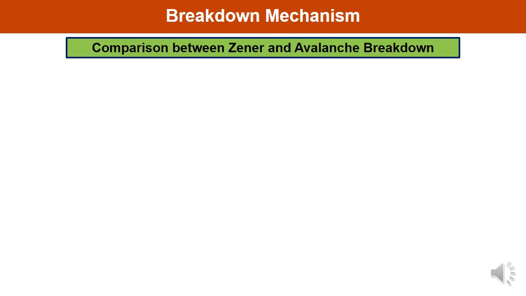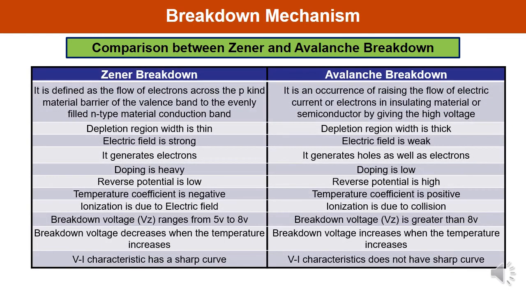Next, comparison between the Zener and avalanche breakdown. So till now you are aware of the Zener effect, Zener breakdown and avalanche breakdown. Now let us discuss the difference between these two. Zener breakdown is defined as the flow of electrons across the p-type material barrier of the valence band to the evenly filled n-type material conduction band, while avalanche breakdown occurs by raising the flow of electric current or electrons in an insulating material or semiconductor by providing high voltage.